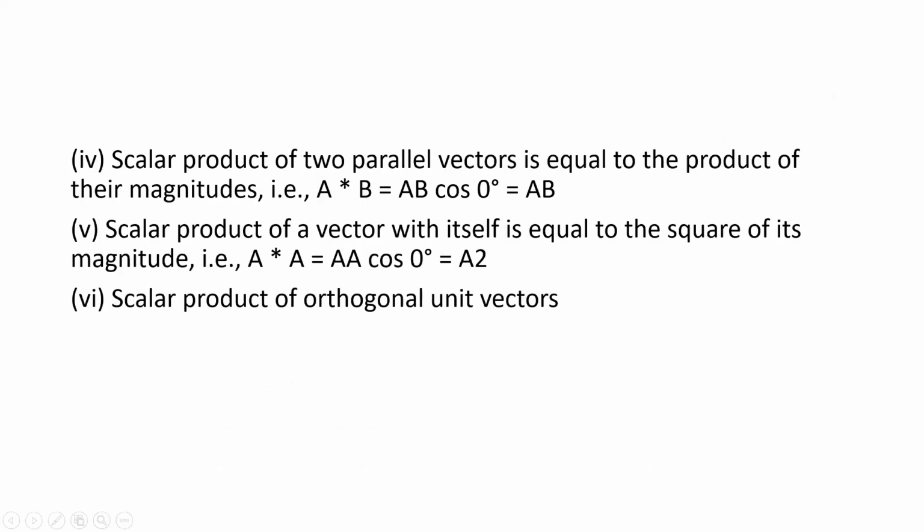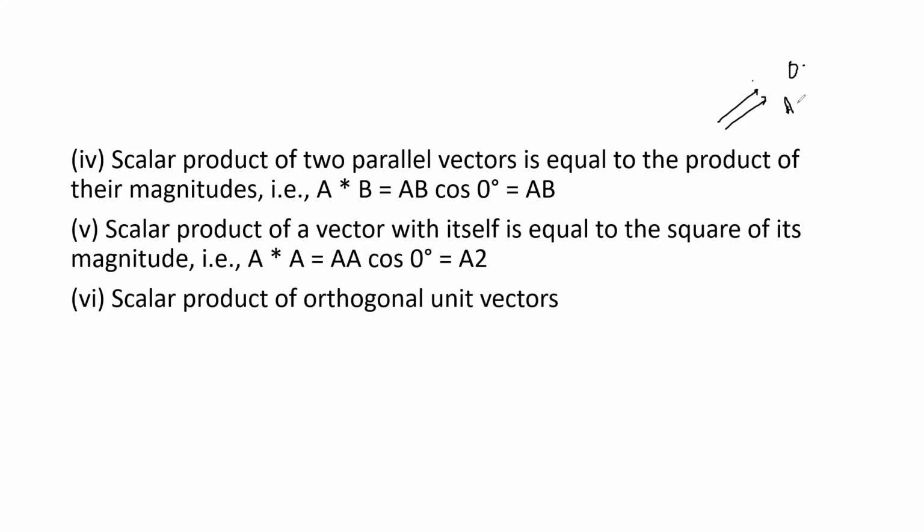Next, the scalar product of two parallel vectors is equal to the product of their magnitudes. Here, the scalar product of two parallel vectors means what happens? When you take two vectors, suppose they are parallel to each other. What is the angle between them? The angle between them is 0 degrees.